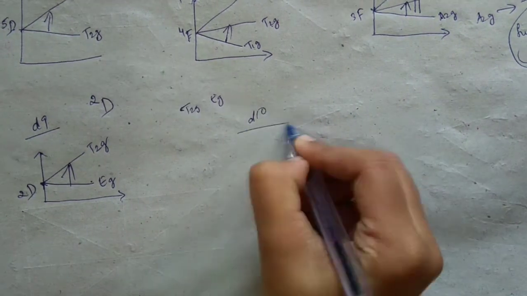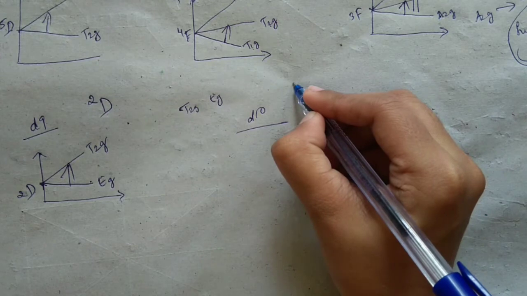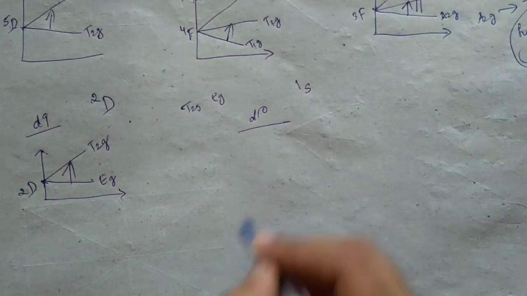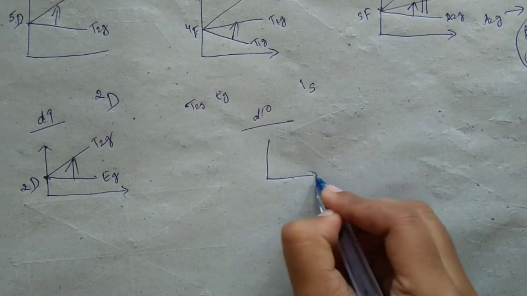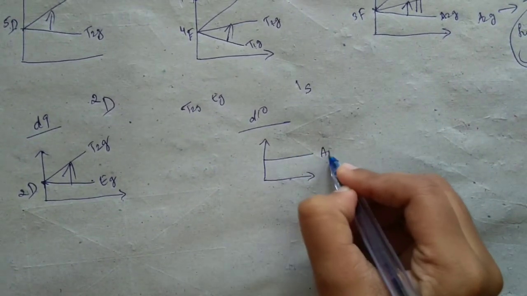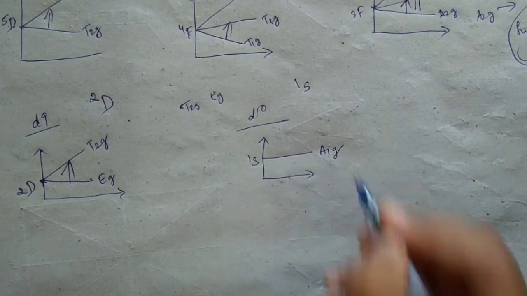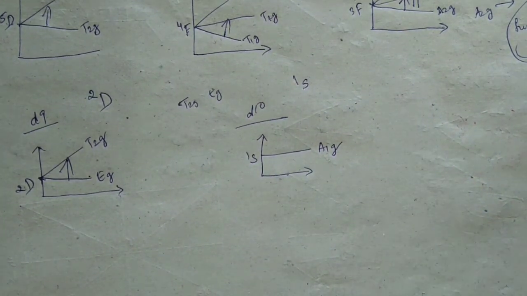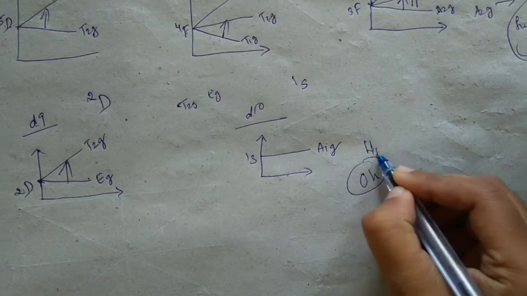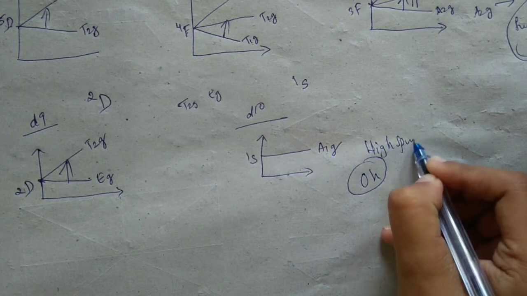For D10, the ground state term symbol is 1S. So the splitting will be only one term, that is A1g, and here 1S. This is the case of octahedral high spin complexes.